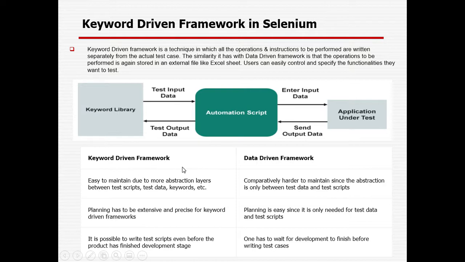I have tried to depict a few of the differences between the keyword-driven and data-driven frameworks here. Keyword-driven is comparatively very easy to maintain, whereas data-driven is not easy and sometimes can be complex. Keyword-driven planning has to be extensive and precise, whereas for data-driven, planning is easy since it is needed only for the test data and test script.